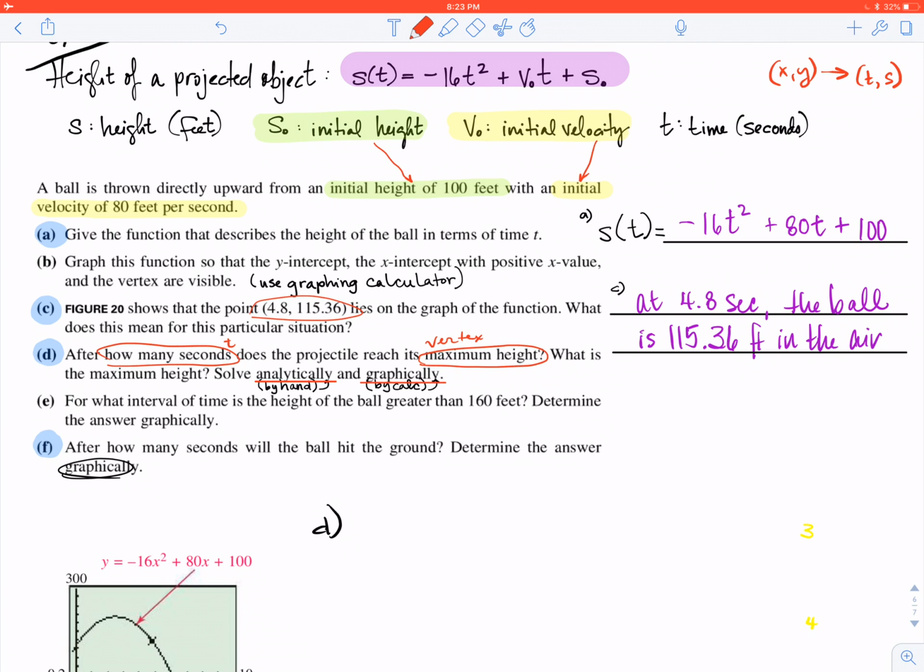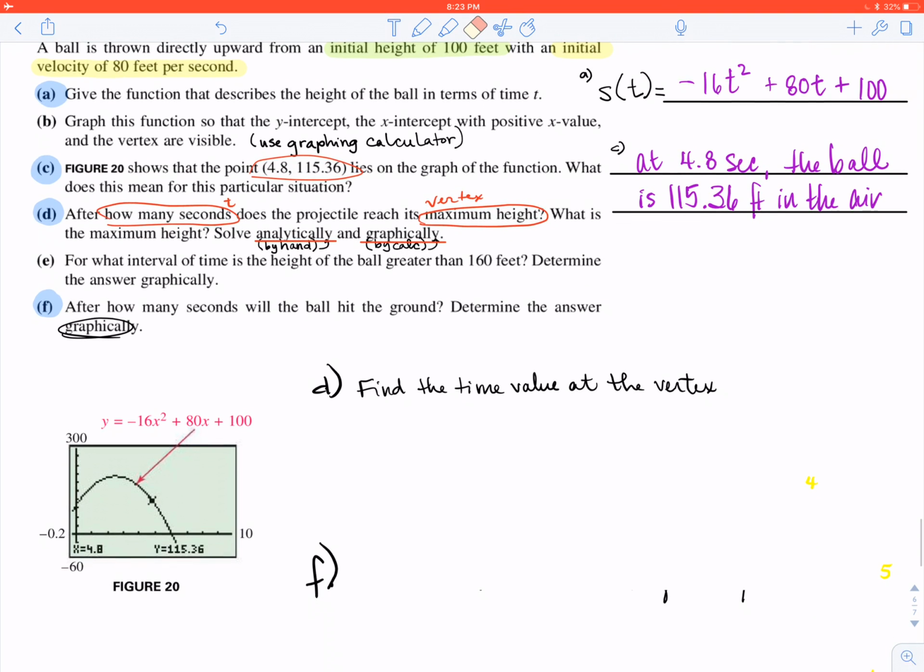So after how many seconds does the projectile reach the maximum height? Remember, you have a shortcut for finding a vertex, and that shortcut is negative b over 2a. That's going to be the first thing, because we're trying to find the time at the vertex here. So negative b over 2a, our b is 80, so that's negative 80 over 2 times negative 16. Simplify your fraction, and that gives you 2.5 seconds. Like I said, I won't be doing that one graphically on this particular video.